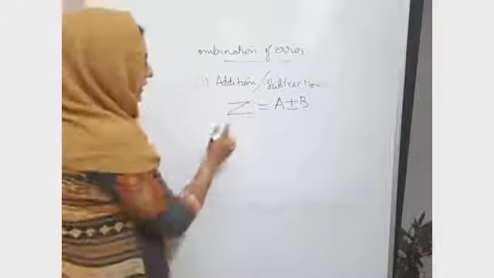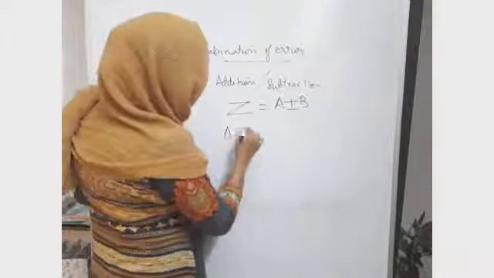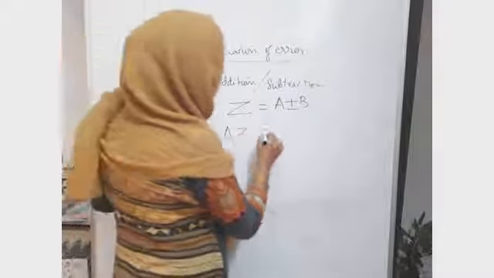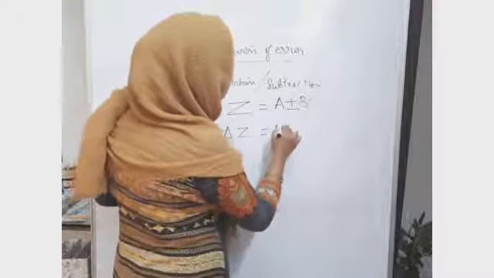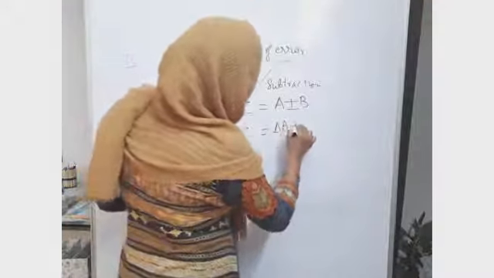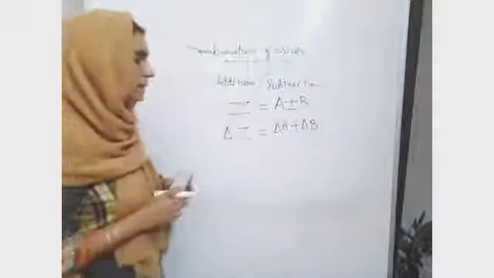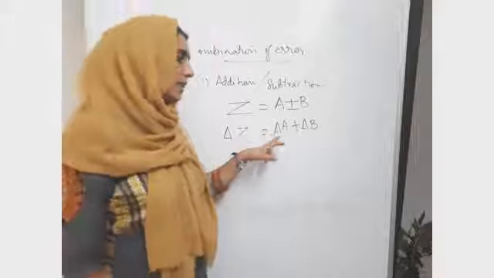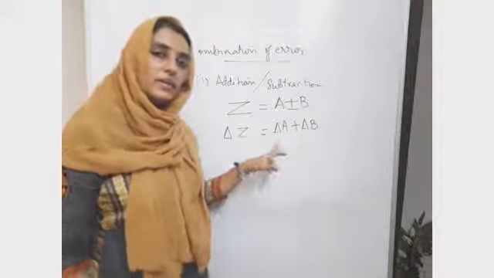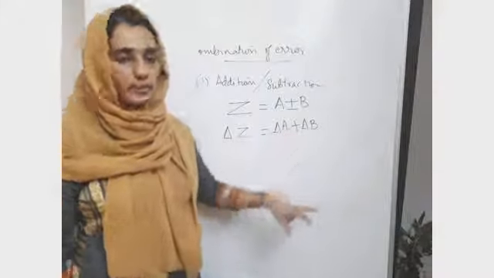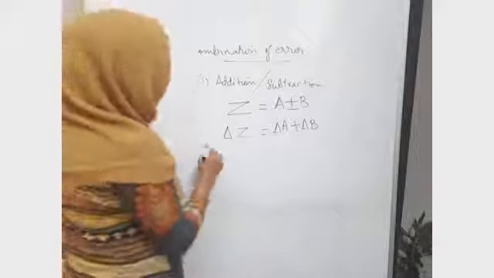Then the absolute error in Z will be equal to the sum of the absolute error in A plus the absolute error in B. It will be the sum of absolute errors in individual measurements A and B. So I'll just give an example.